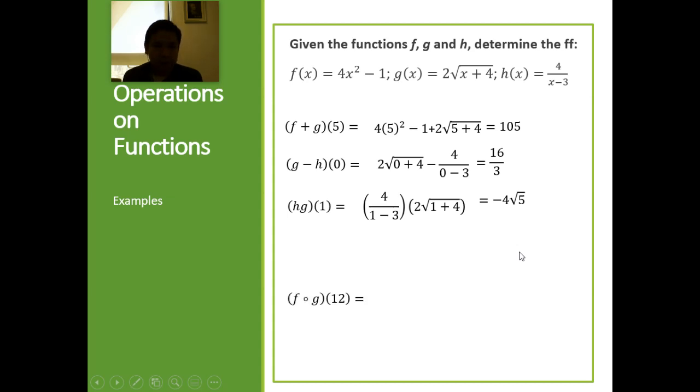Next is composition. Now, for a composition, be careful. Again, this means that we have to substitute 12 into g and then g of 12 into f. So what does this do? We get this. So you'll see here that square root of 12 plus 4 times 2, that's g. And the x of g was substituted by 12. Then this results to the output of g of 12, which will be used as input for f. So we end up with 255.